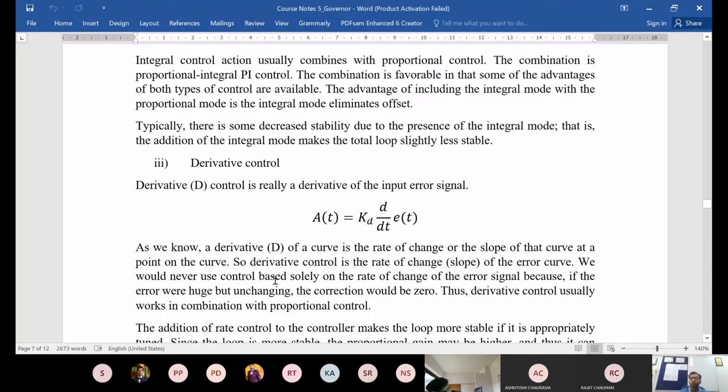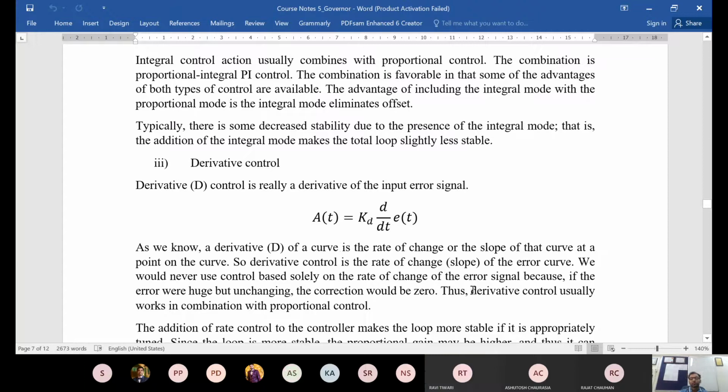We would never use control based solely on the rate of change of the error signal, because if the error were huge but unchanging, the correction would be zero. So that's intrinsically, by definition, a drawback with this type of control function: if you have a very large error but it is not changing, it is constant, then the derivative is zero. So obviously there will be no control initiated. So on its own, independently, derivative control can't be used due to this particular simple reason.